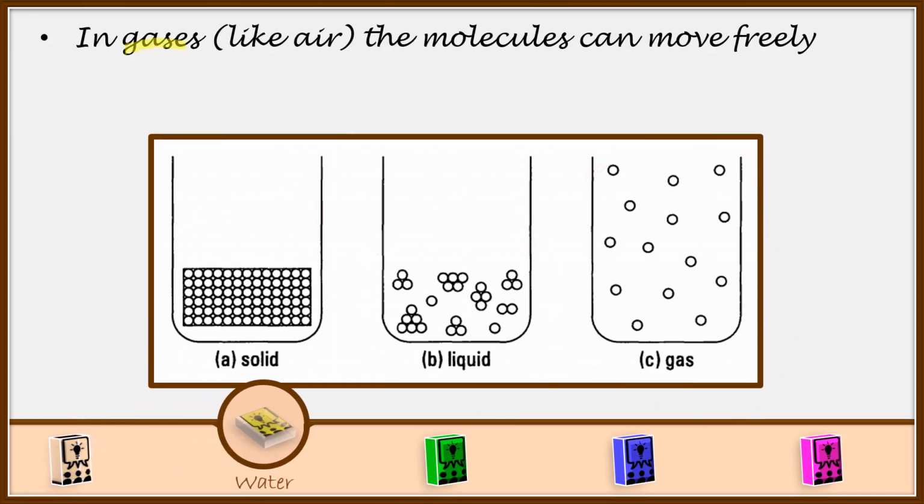In gases like air, the molecules can freely move. So when you look at these molecules in air, they can move freely. They are spaced far away. They can move in any direction they want because they are far away from each other.